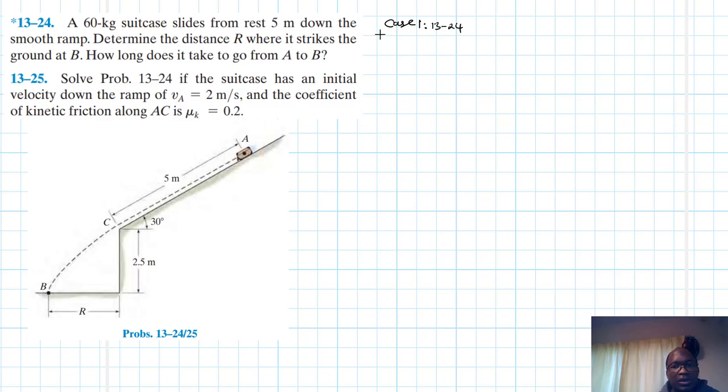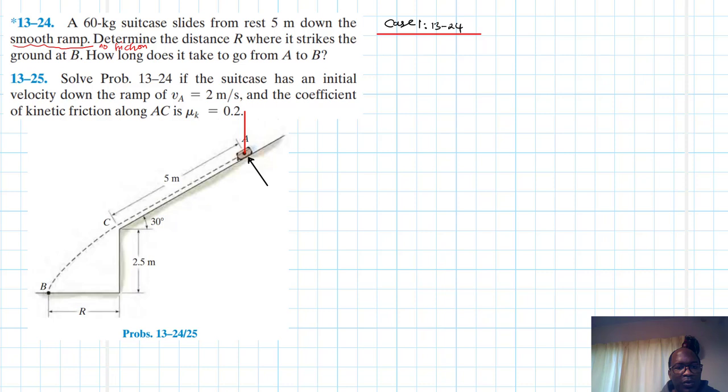So let's check what we have. Let's draw our free body diagram. We don't have any friction here. This is smooth, that's what we've been told. The ramp is smooth, hence no friction. But we'll have some normal reaction forces. We'll have a normal force like so.